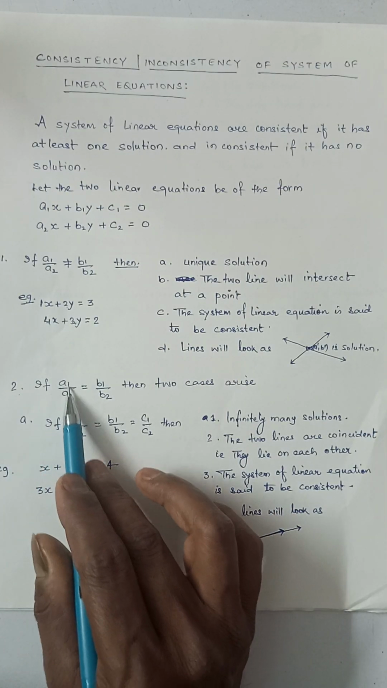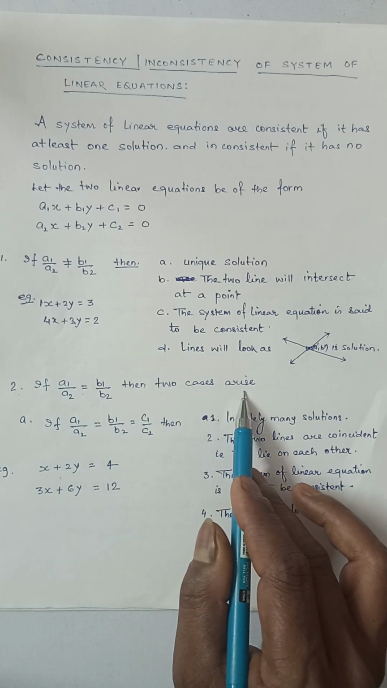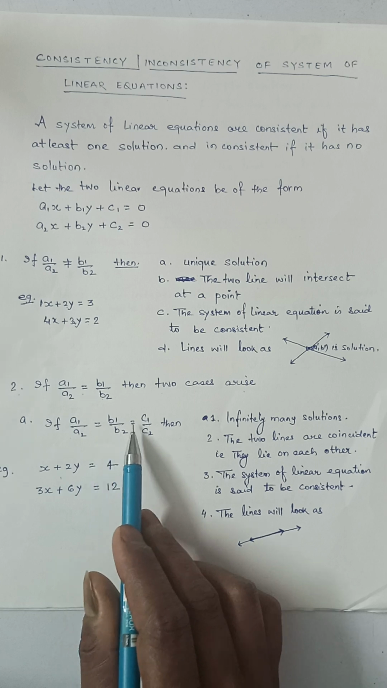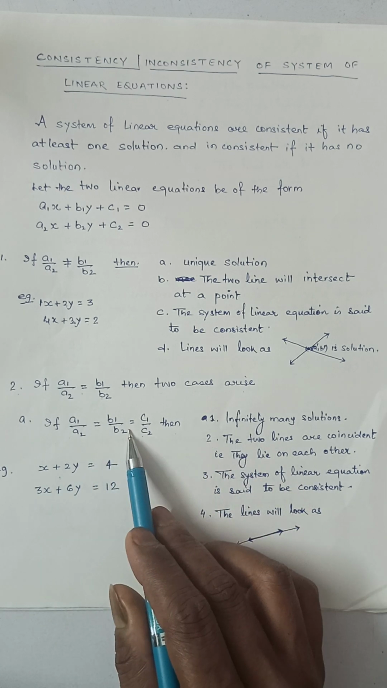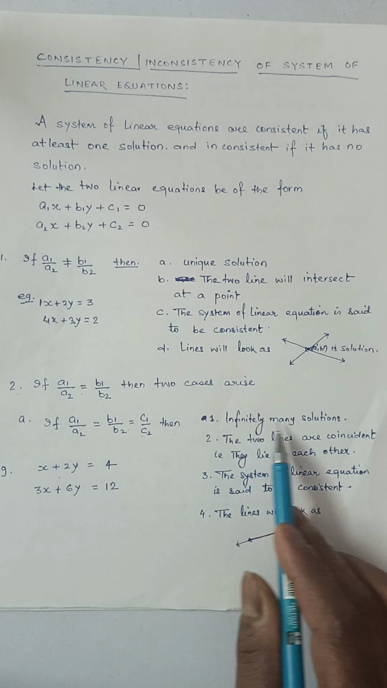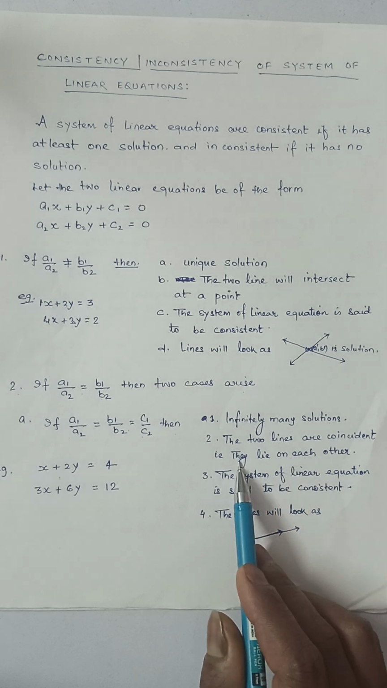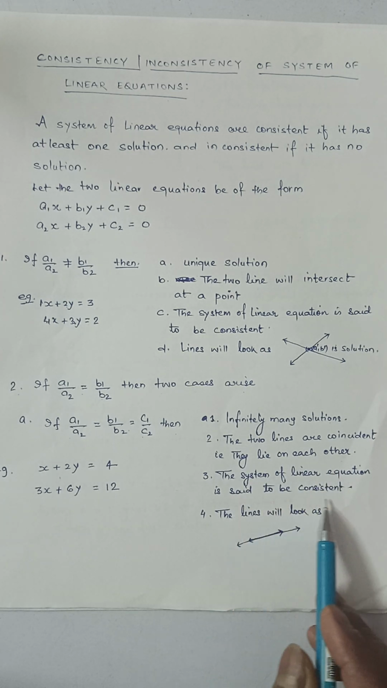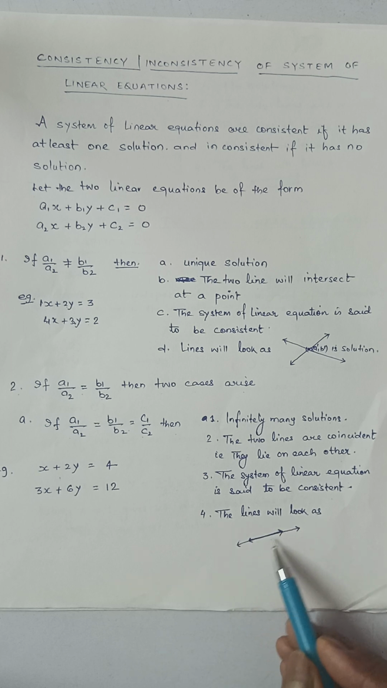Second, if a1 upon a2 is equal to b1 upon b2, then two cases arise. The first is a1 upon a2 equals b1 upon b2 equals c1 upon c2. Then the two given lines will have infinitely many solutions. The two lines are coincident, that is, they will lie on each other. The system of linear equations is said to be consistent and the lines will look like this, you can see, one bigger line and one smaller line lies on the bigger line.